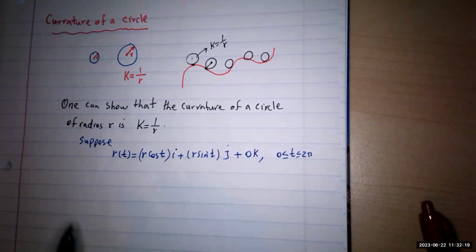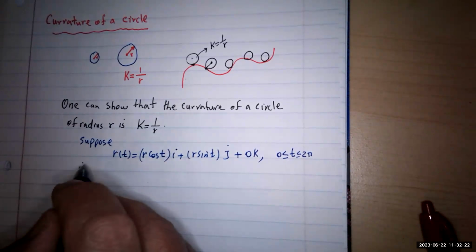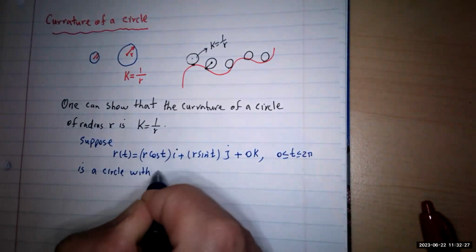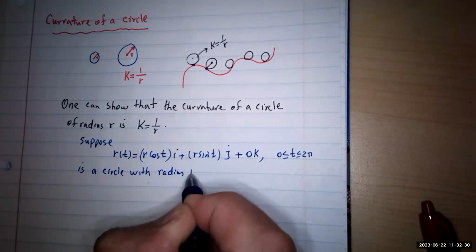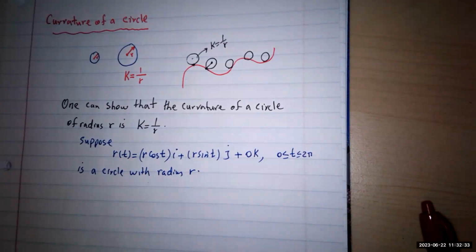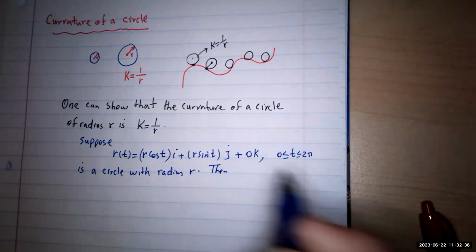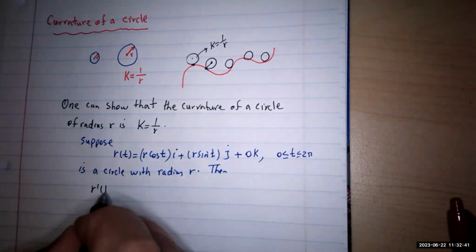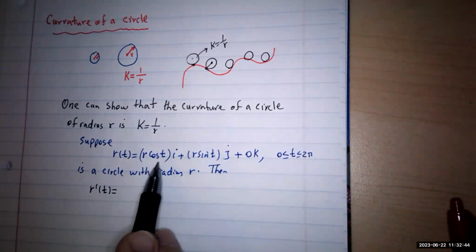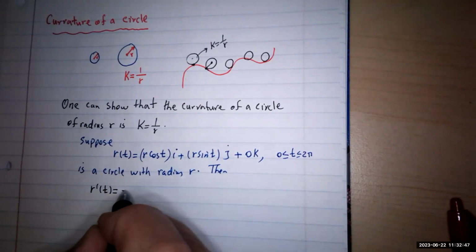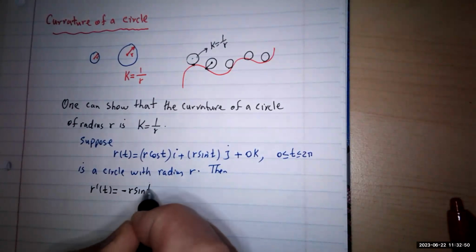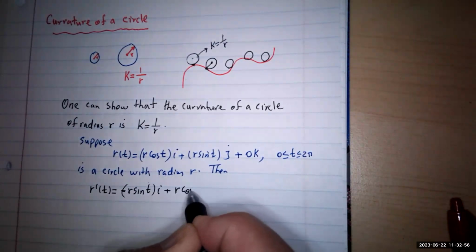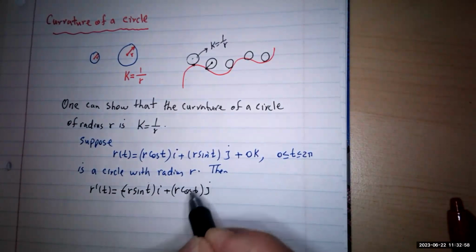Suppose this is a circle with radius r. If this is the case, then find those components that we need. Remember, we need r prime and r double prime. So if you find r prime of t with respect to t, that gives negative r sine of t times i, and r cosine of t times j.